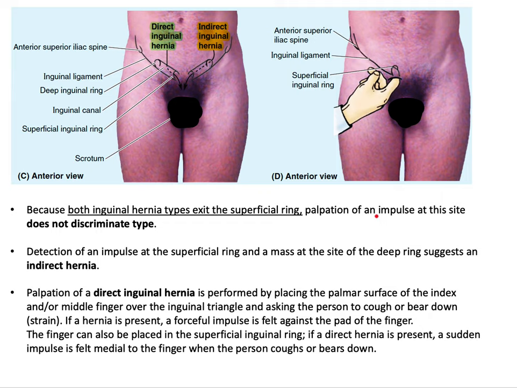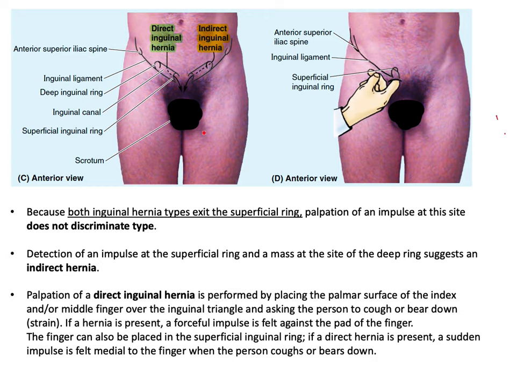And guys, now to discriminate the types of inguinal hernia, we have direct and indirect. Let me remind you that in the indirect inguinal hernia, the loops of intestine pass through the deep inguinal ring, as you see here, through the inguinal canal, then the superficial inguinal ring, deep to the scrotum, or maybe not reaching the scrotum. However, in the direct inguinal hernia, the loops of intestine pass at the end to the superficial inguinal ring. That means both types of inguinal hernia exit the superficial inguinal ring. That means palpation of the impulse here at the superficial inguinal ring is, most of the time, not enough.